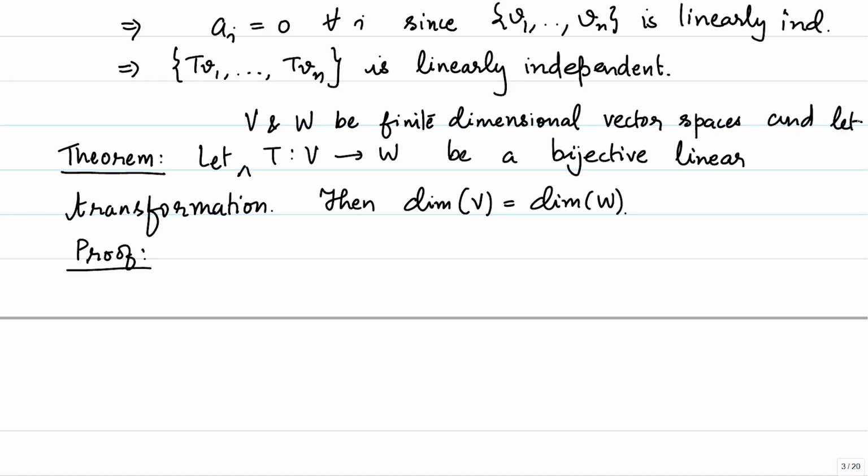Alright, so since V is finite dimensional, let the dimension of V be equal to small n, and let us pick a basis. So let B equal to v1 up to vn be a basis of V.